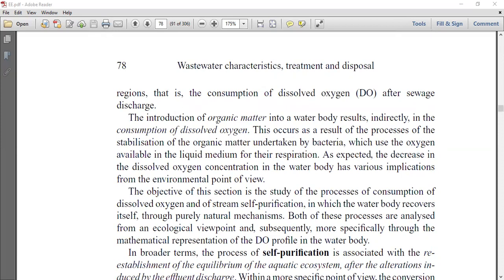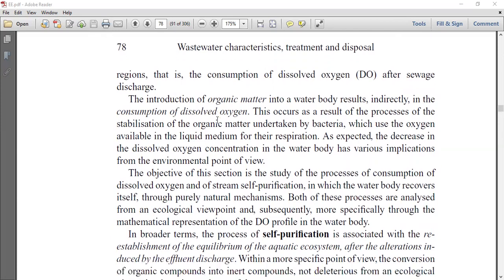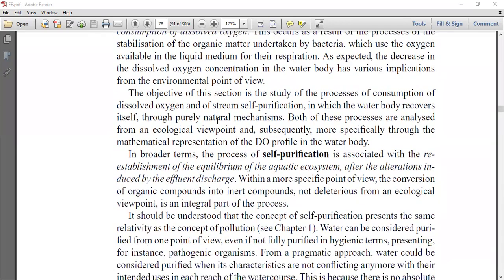Both of these processes are analyzed from an ecological viewpoint and subsequently more specifically through the mathematical representation of the DO profile, dissolved oxygen profile, in the water body. In broader terms, the process of self-purification is associated with the re-establishment of the equilibrium of the aquatic ecosystem after the alteration induced by the effluent discharge. From a more specific point of view, the conversion of organic compounds into inert compounds, not deleterious from an ecological viewpoint, is an integral part of the process.